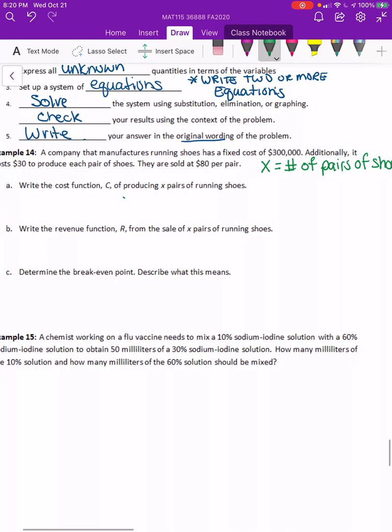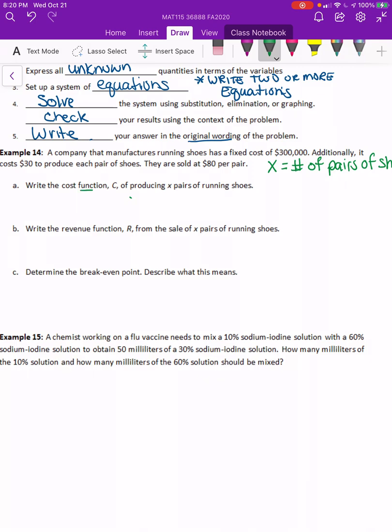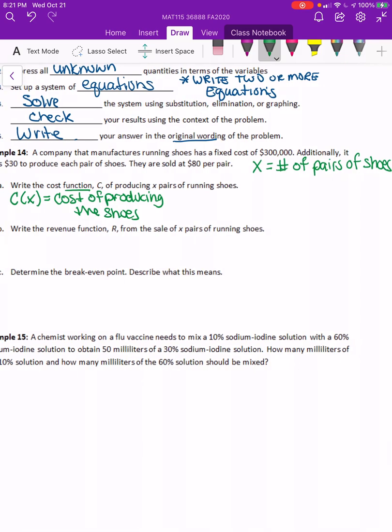Now they're asking us to write this cost function. It's a function, so that means we need to write it in function notation. The name of the function is C. In function notation, we would say C of x with the little parentheses. So let's write what that stands for. That stands for the cost of producing the shoes. Okay, so now we wrote down what our variables represent. Now let's write the cost as an equation.